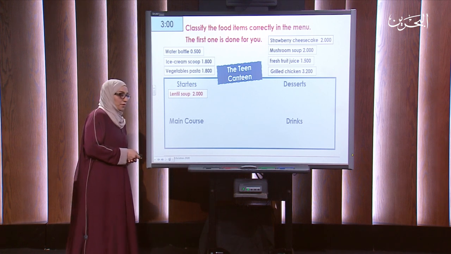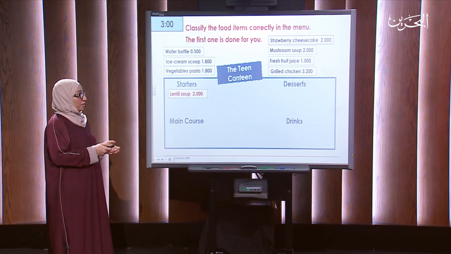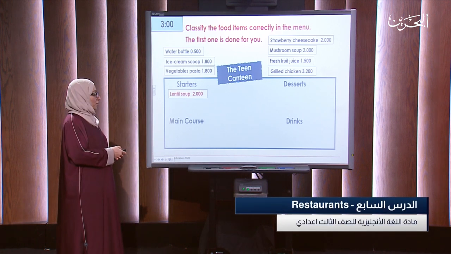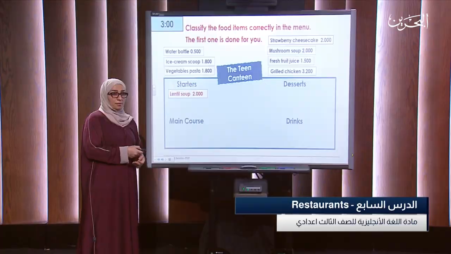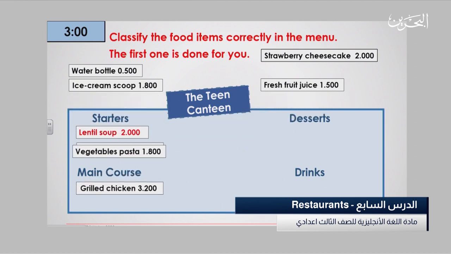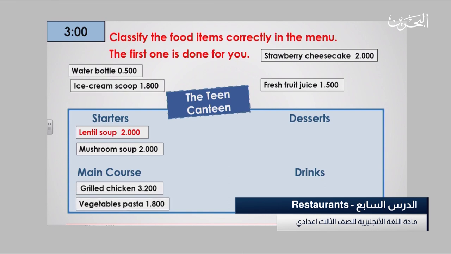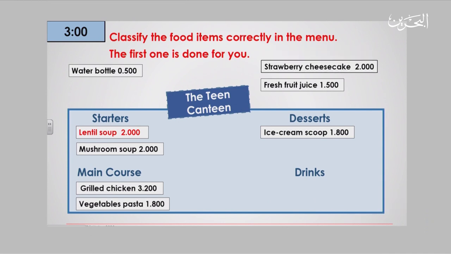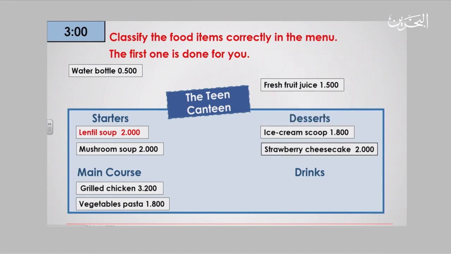Now, my dear students, let's check your answers. What's the name of our restaurant here? The Teen Canteen. Our menu, the starter, we have the lentil soup. And also, don't forget to put the prices. Mushroom soup. Excellent. The grilled chicken is the main course. We have vegetables pasta. For the desserts, we have ice cream scoop, strawberry cheesecake. And last thing, we have the drinks, for example, water bottle.